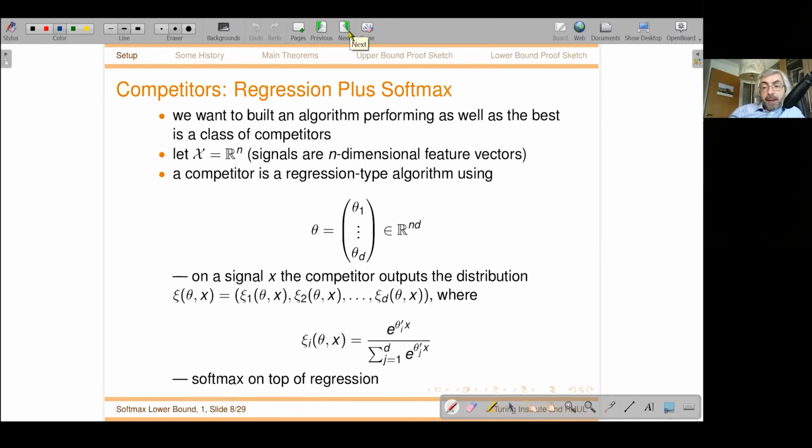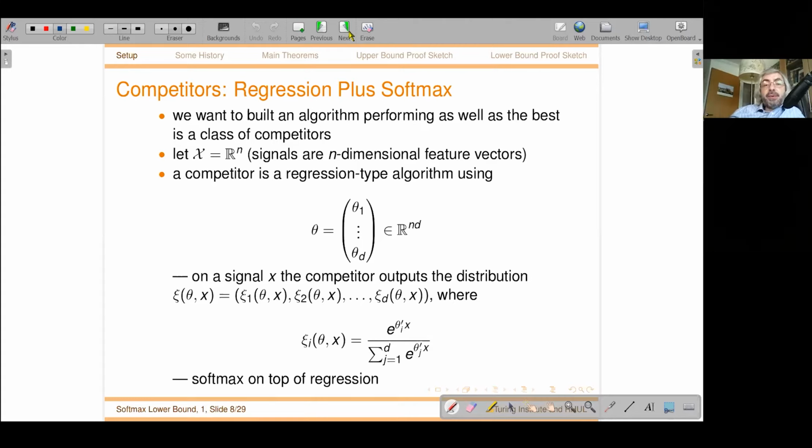Right. So we are going to build an online algorithm for this framework. And the algorithm should perform well in relative terms. So the approach to the theoretical analysis is based on this idea.